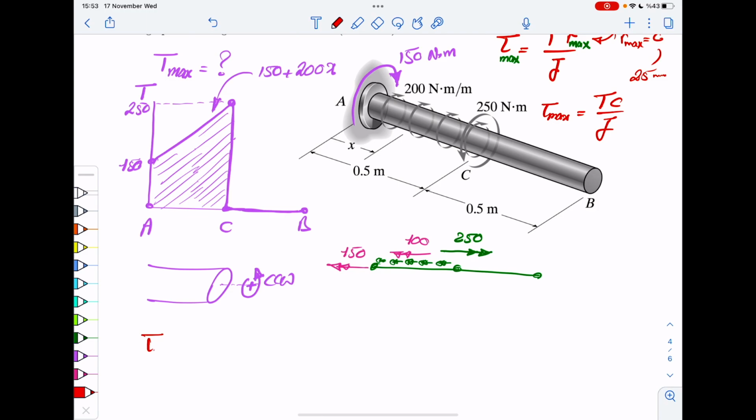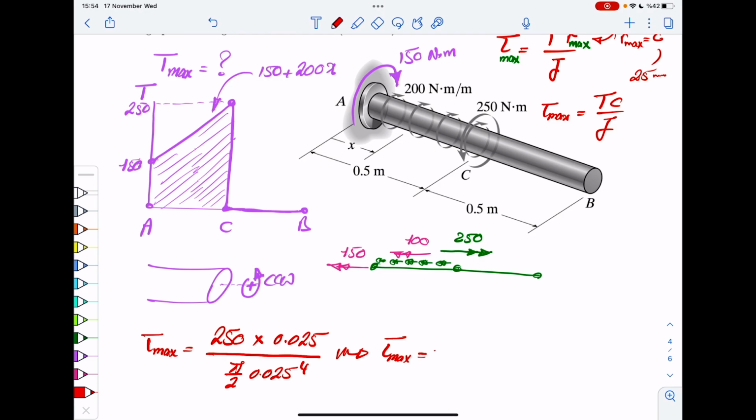Okay, so now all you have to do is to use that formula with these numbers. So tau max is that 250 times maximum radius, or c, which is 0.025, divided by J. J is pi over 2. It's a solid shaft, 0.025 to the power 4, and that gives you 10.2 megapascal.